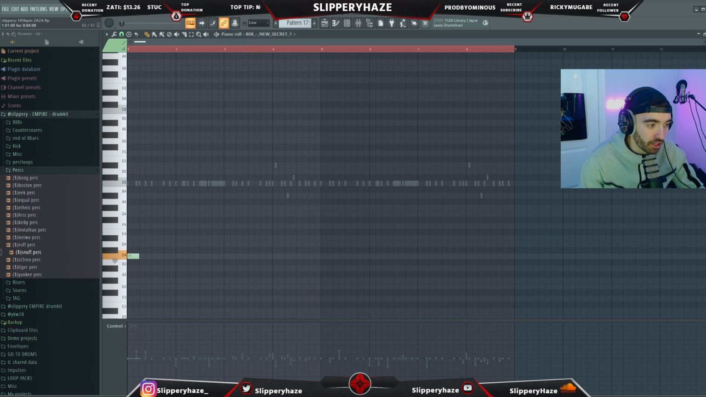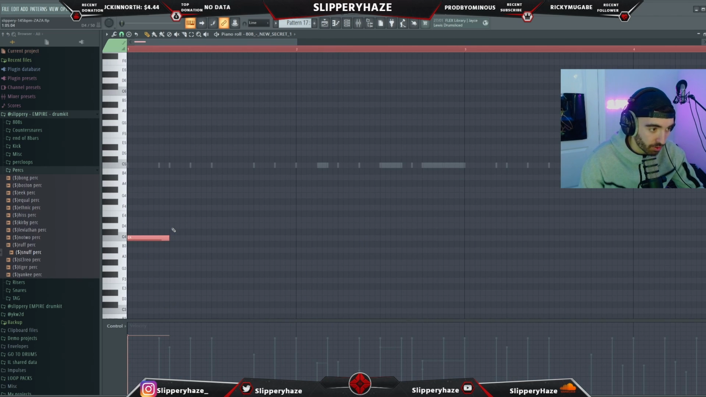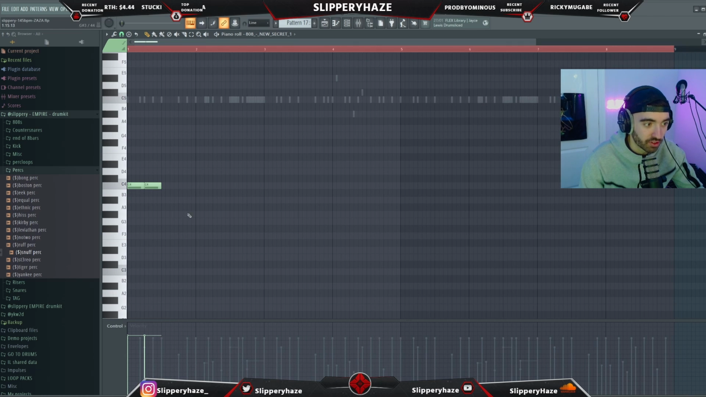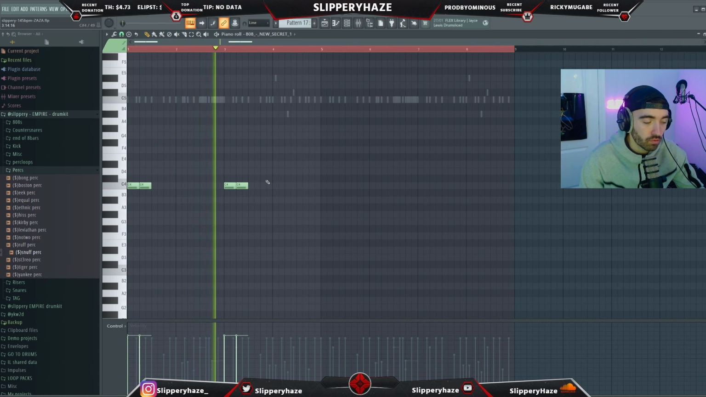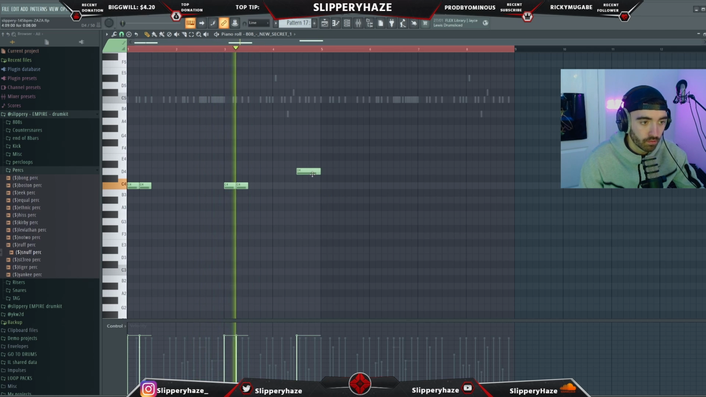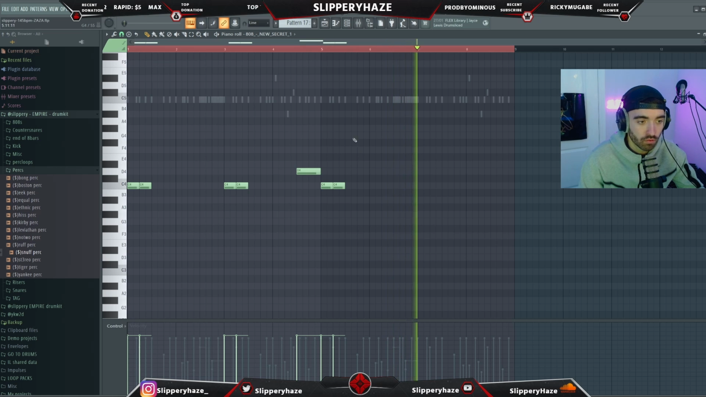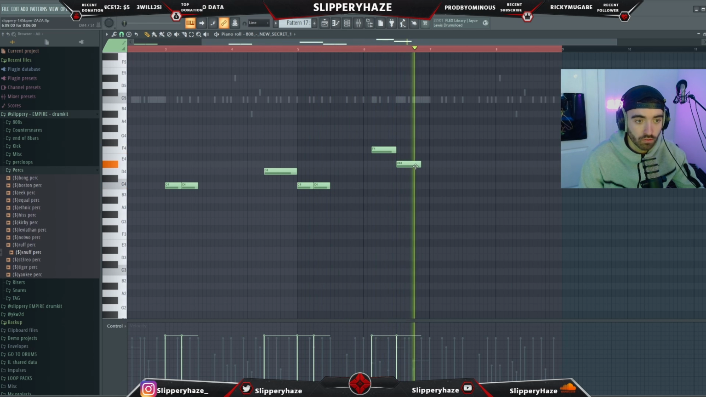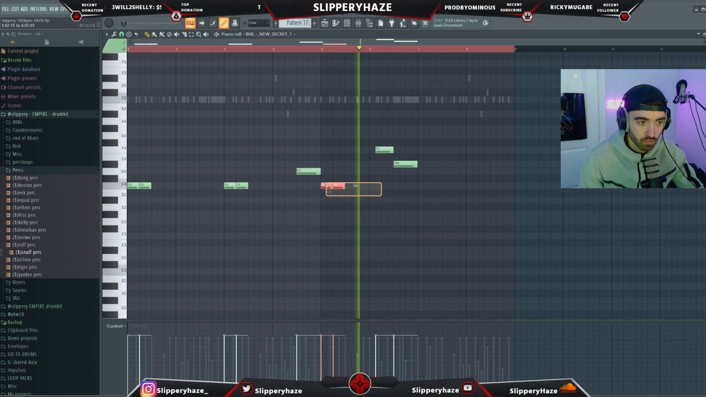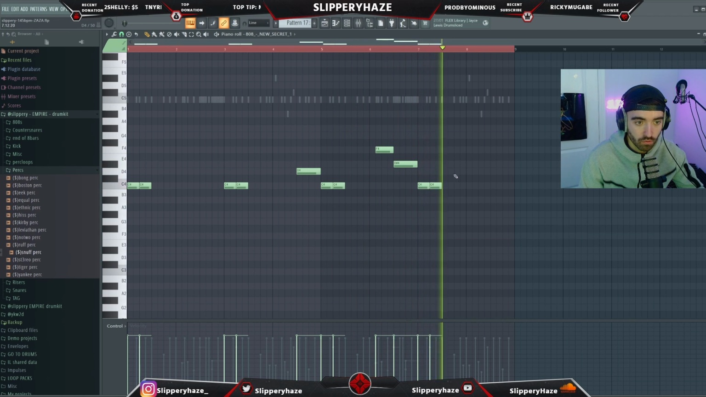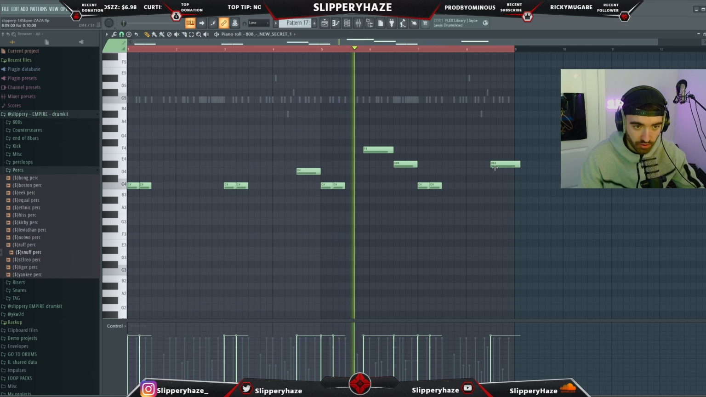Alright, so we are in C minor, and we're using kind of like a Raxon kind of 808. So I think like the pattern that we're gonna do is kind of like these kind of doubles towards the start of the bars. So yeah, I like that, I think.